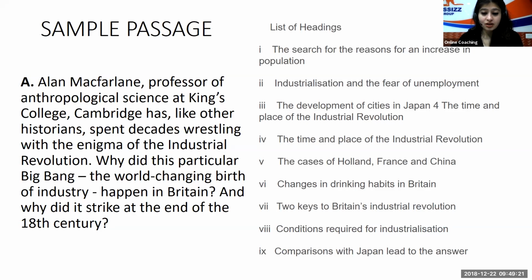Changes in the drinking habits in Britain. Drinking habits changes is your keyword. Next, 2 keys to Britain's industrial revolution. Underline the words 2 keys. That means in any paragraph where 2 factors or 2 causes are given, that's going to be my answer. Conditions required for industrialization. Conditions in the sense of prerequisites. What are the prerequisites of an industrial revolution? How did an industrial revolution actually take place? And the next is comparisons with Japan to lead an answer. Underline the words comparisons to Japan.